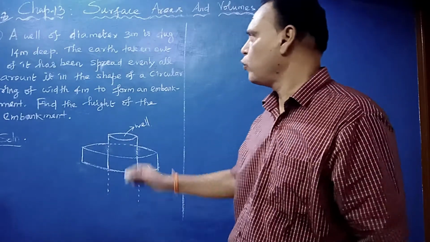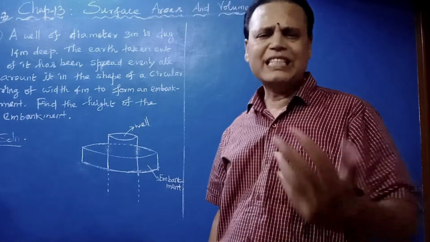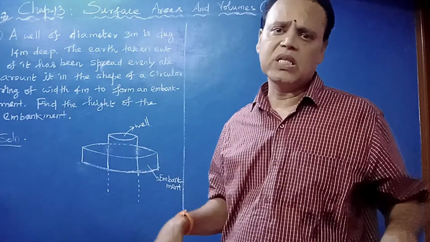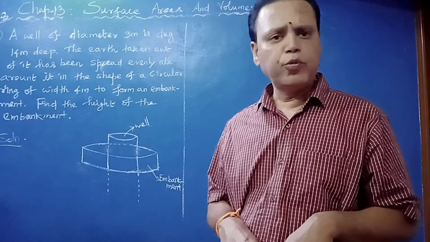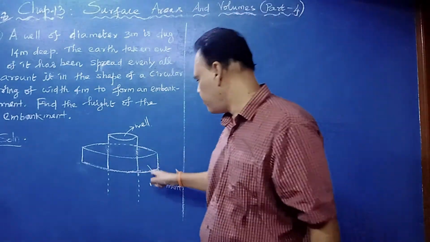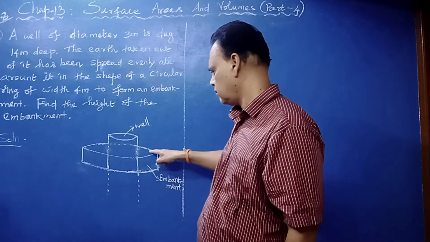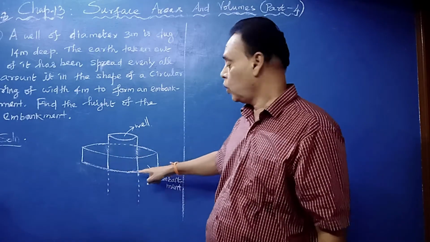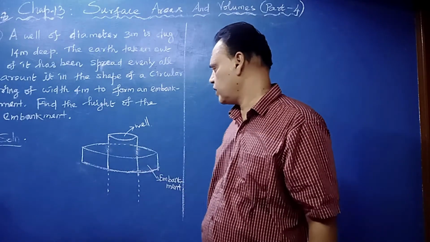Oh, this is also a very important problem, just like the third problem. Clear? There the platform is in the form of a cuboid, but here the platform is an embankment, meaning a circular path. Okay, circular path, that is a hollow cylinder.